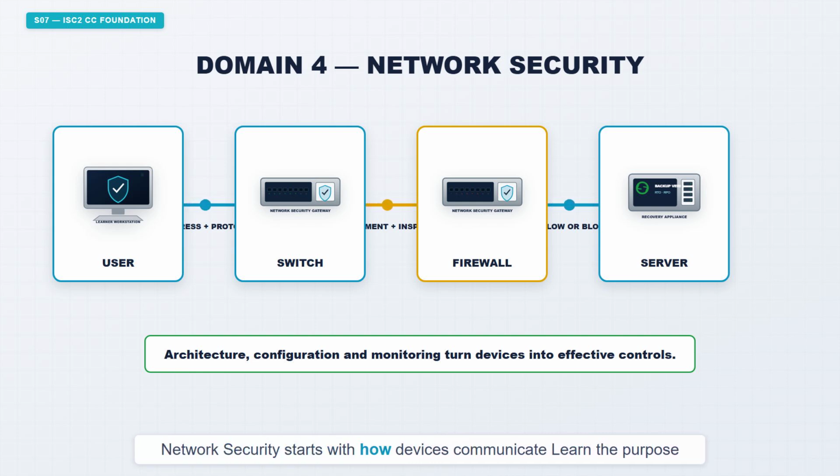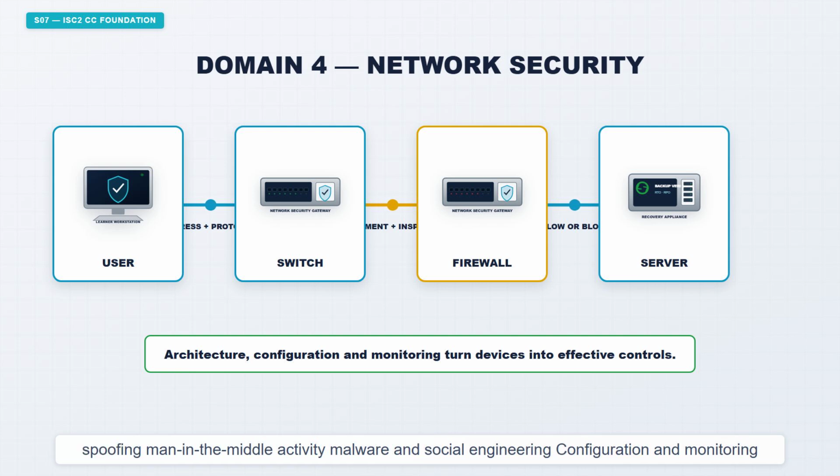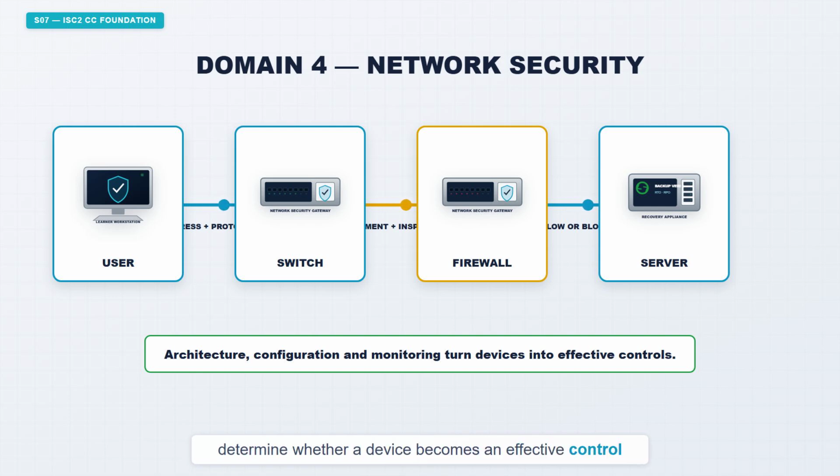Network security starts with how devices communicate. Learn the purpose of network layers, addressing, ports, protocols, switches, routers, wireless access points, firewalls, and detection or prevention systems. Then connect architecture to risk. Segmentation limits unnecessary paths and reduces blast radius. Encryption can protect data in transit, while authentication still decides who enters. Recognize common threats such as denial of service, spoofing, man-in-the-middle activity, malware, and social engineering. Configuration and monitoring determine whether a device becomes an effective control.